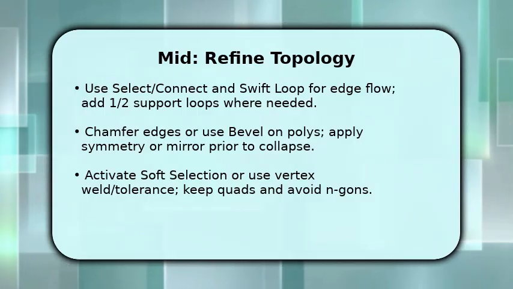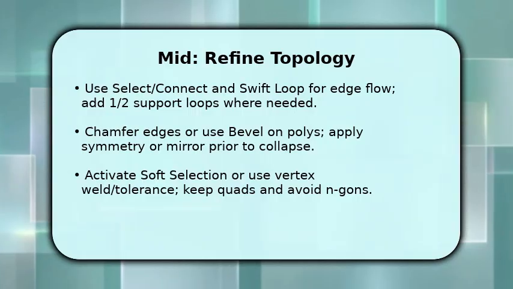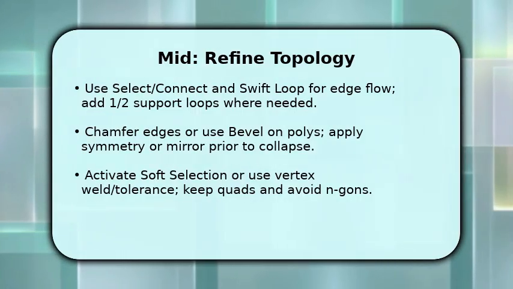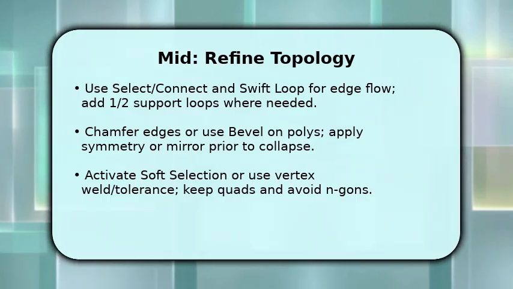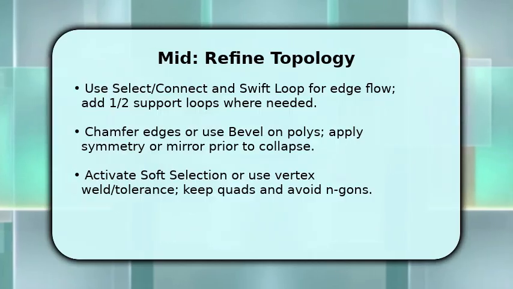When mirroring, do it before collapsing the stack to preserve symmetry. Employ soft selection for organic shaping and weld vertices with a small tolerance to fix gaps. Make sure you maintain quads where possible to prevent shading artifacts and to ease subdivision later.